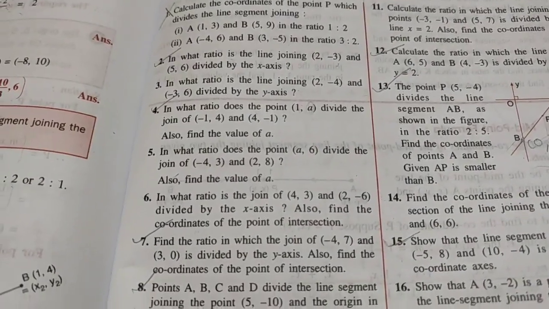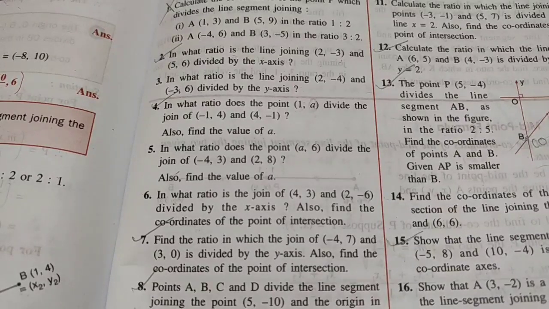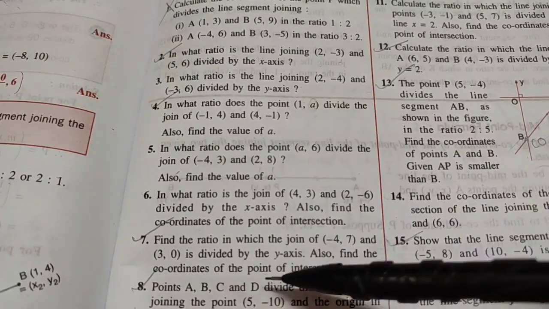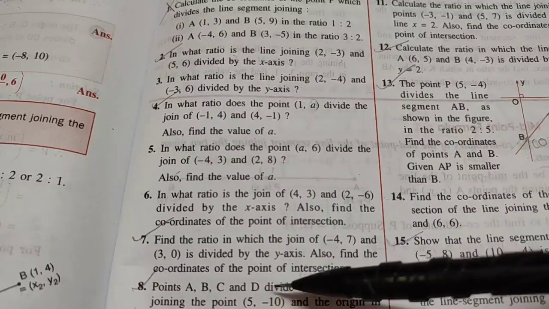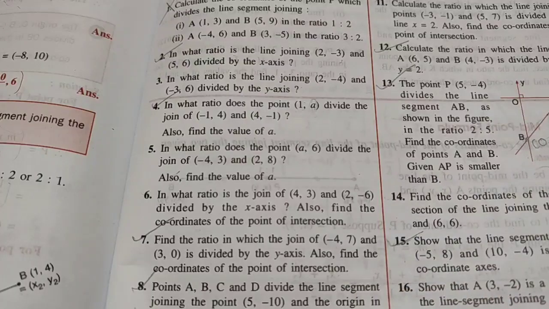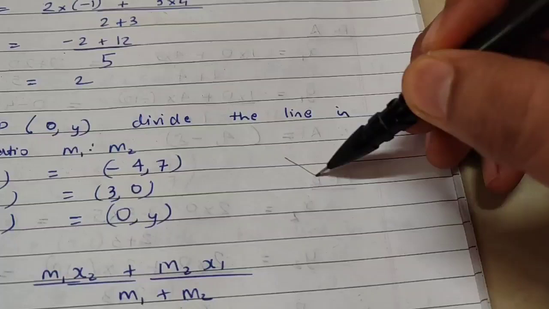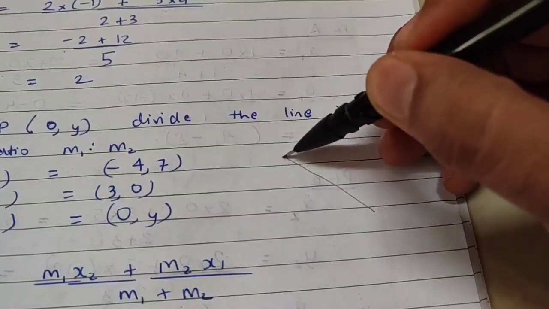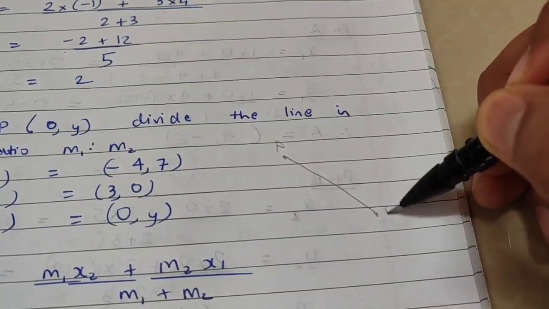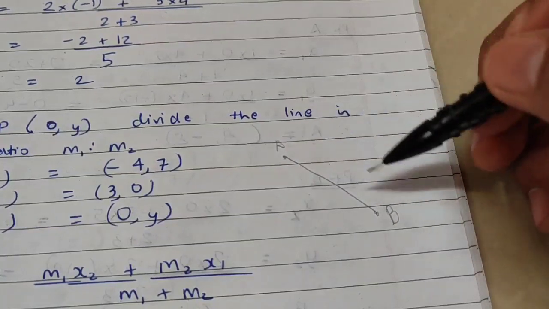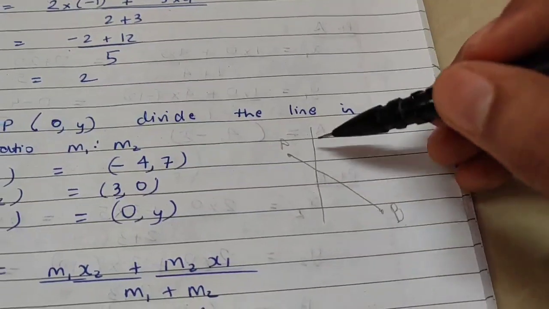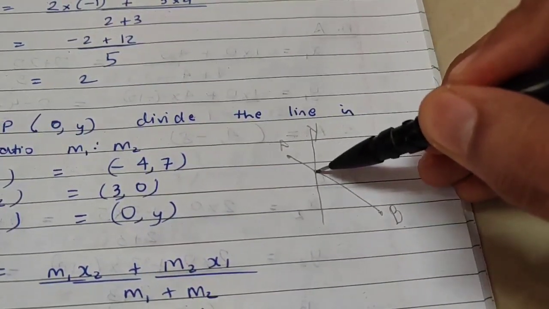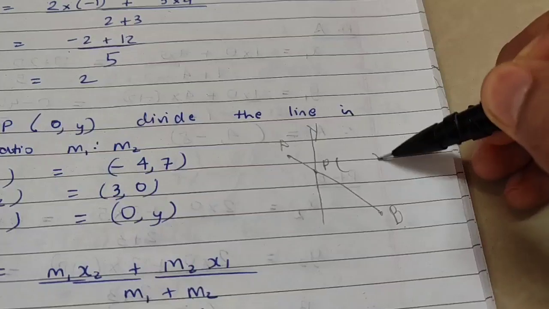Now the seventh sum. Find the ratio in which the join of this and this is divided by the y-axis, and also find the coordinates of the point of intersection. So this is similar to sum number 2. The only difference is, so there is this line. This is point A, let's say this is point B, whose coordinates are given x1, y1, x2, y2, and there is some y-axis, vertical obviously. So they are intersecting at point P. Tell me the coordinates of P.